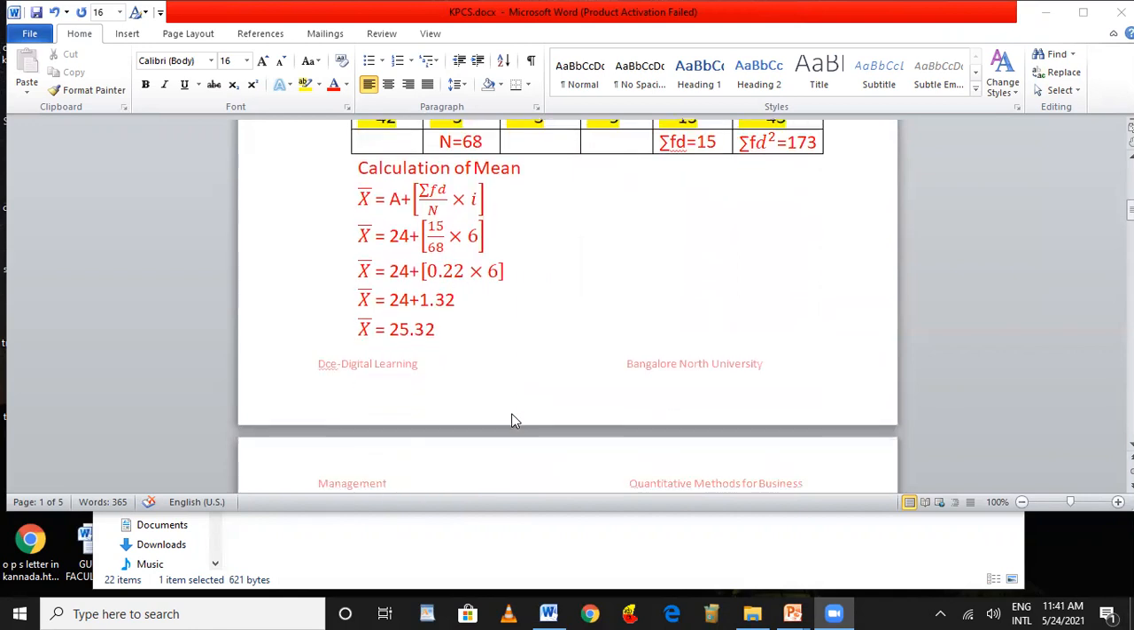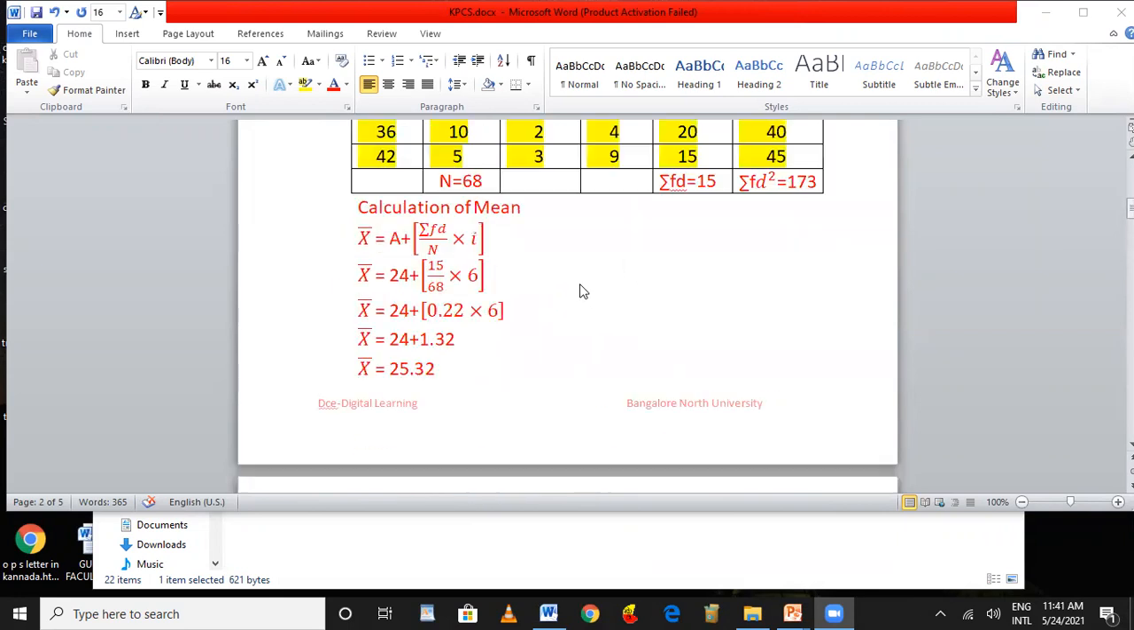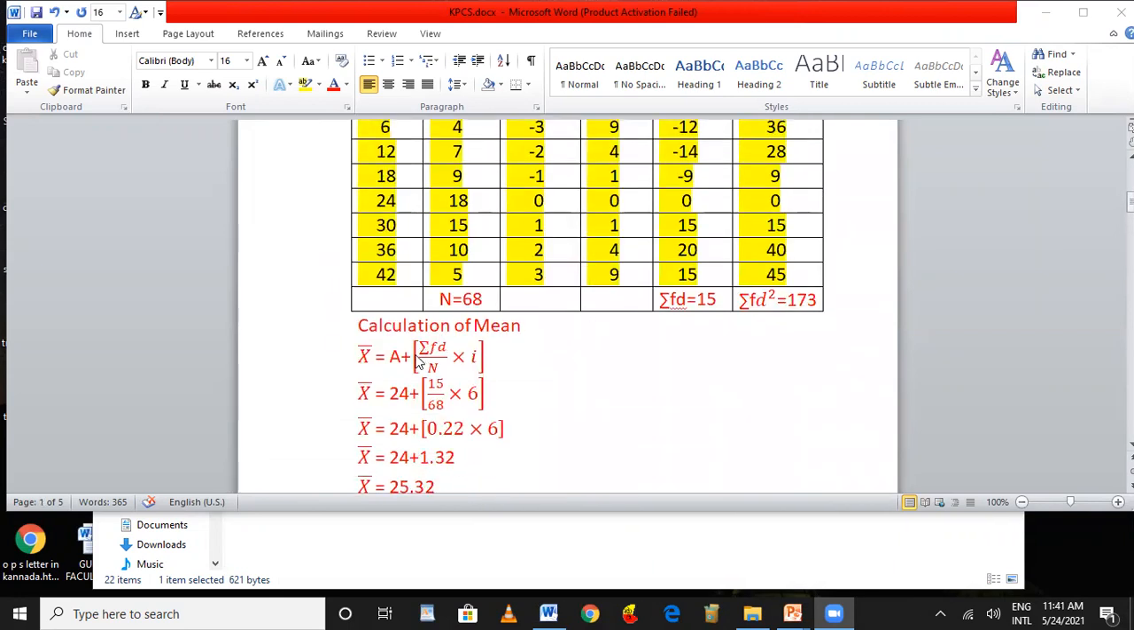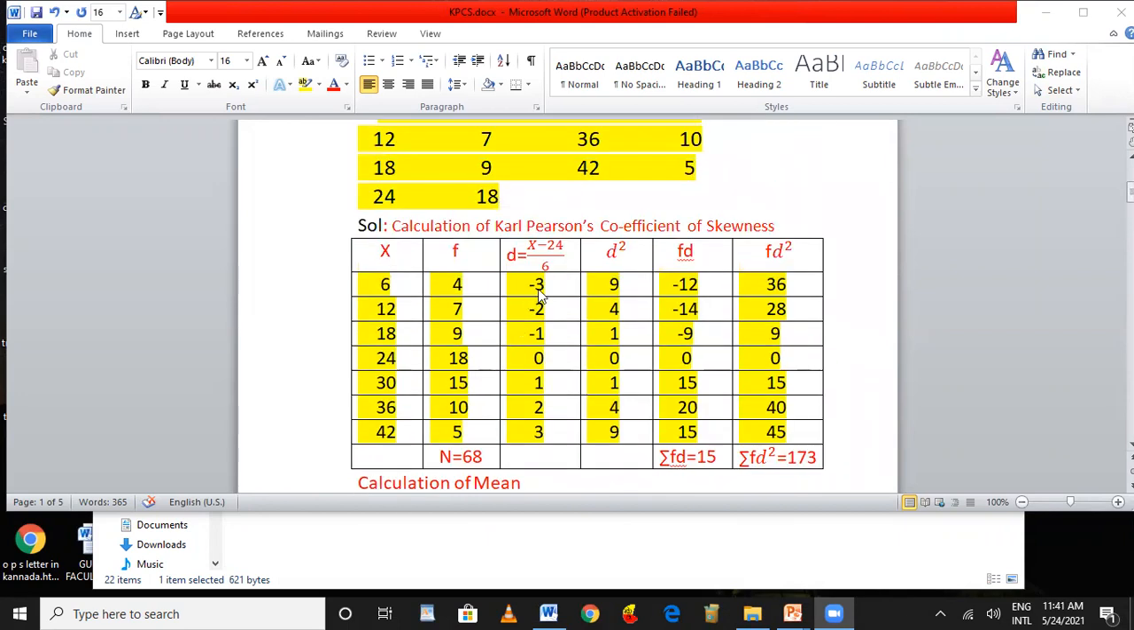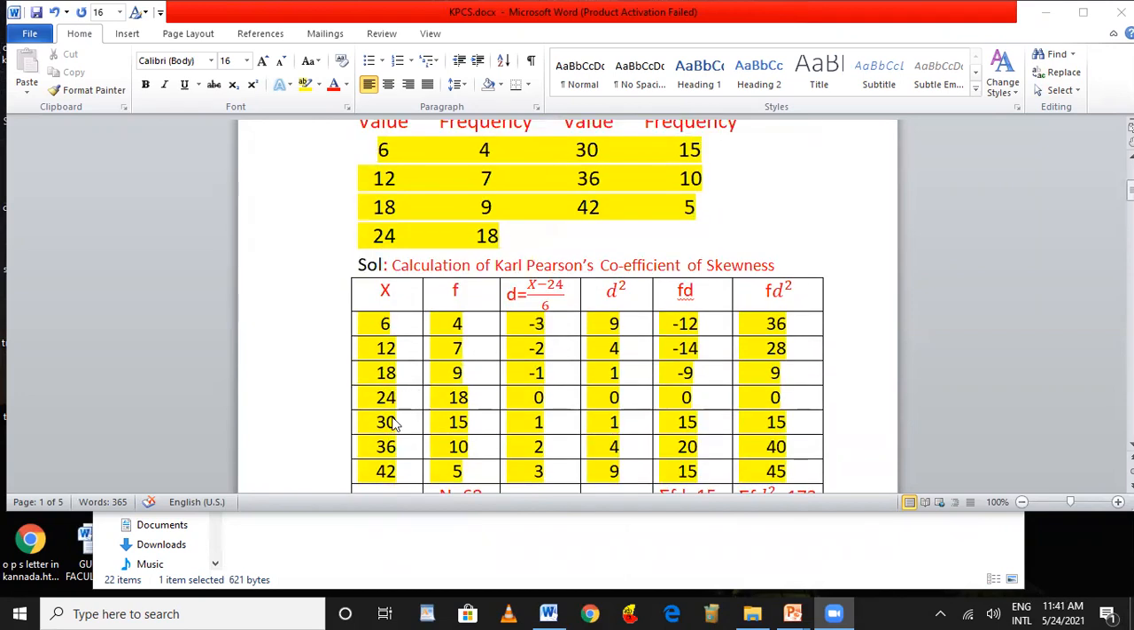For the SKP, the formula is mean minus mode over standard deviation. We have to calculate the arithmetic mean, then the mode and the standard deviation. Here first we shall calculate the arithmetic mean. X bar is equal to A plus sigma FD by N into I. Here we have to take the deviations first. The deviations have to be taken from the assumed mean. 24 is the assumed mean.